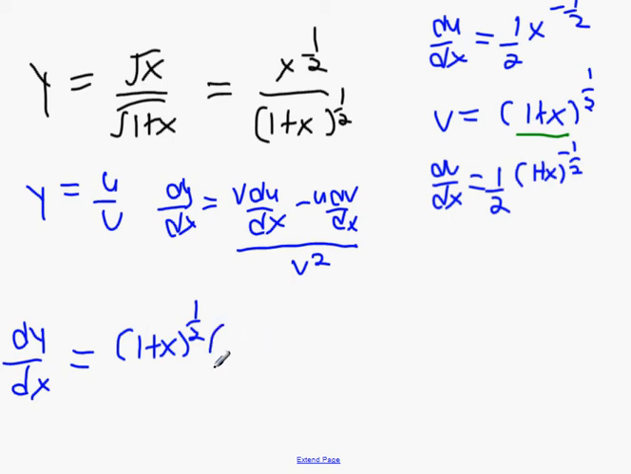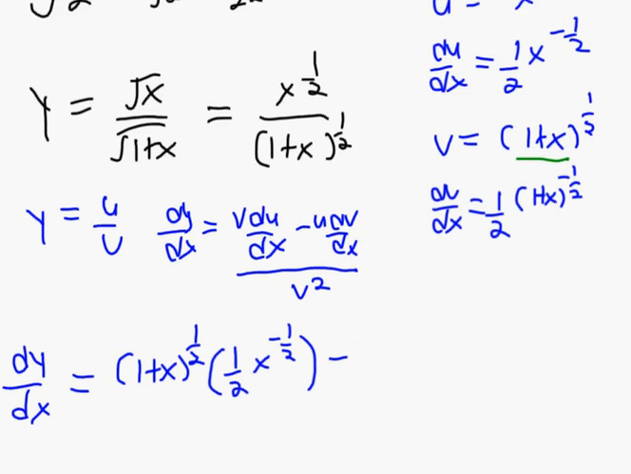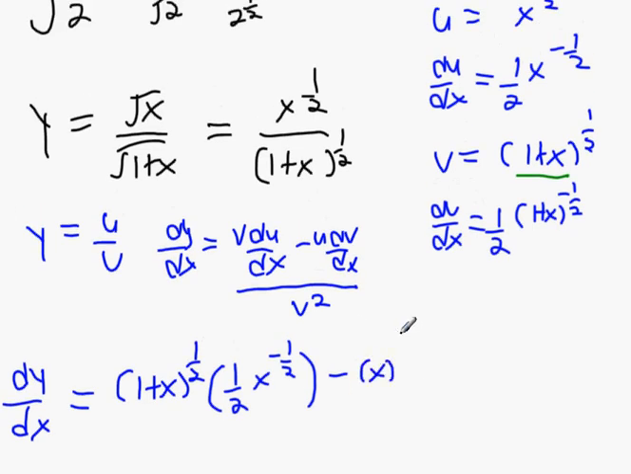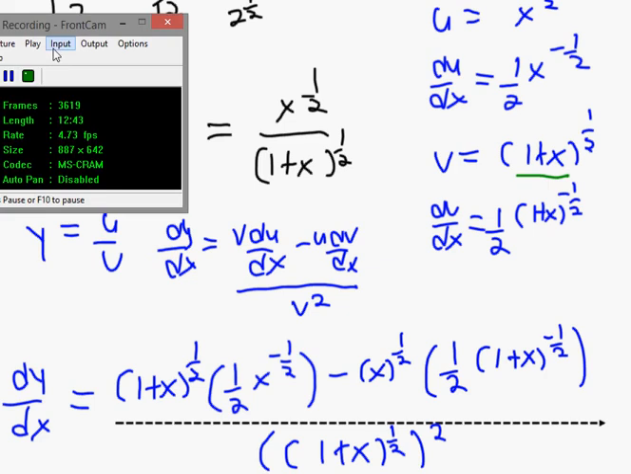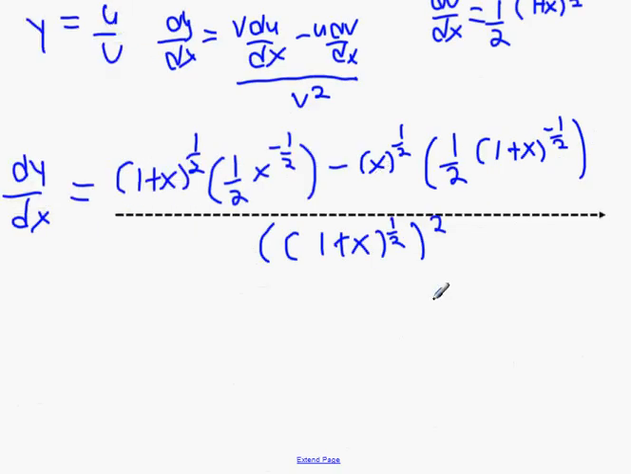du/dx, which is a half x to the minus a half, and then minus u, which is, what's u? x to the power of a half, and that's going to get multiplied by dv/dx, which is a half, 1 plus x to the power of minus a half. Close that out. All over v squared, which is going to be, what's v squared? 1 plus x to the power of a half, squared. I'm going to stop at this point here because now your easy marks are on the bottom.